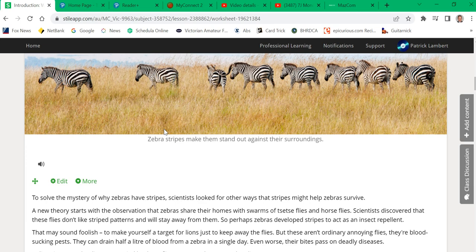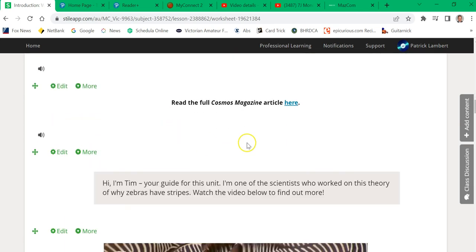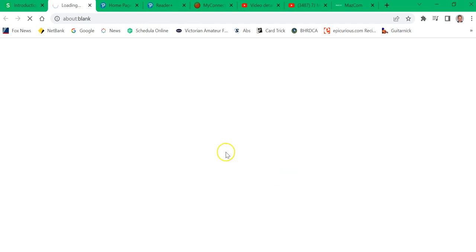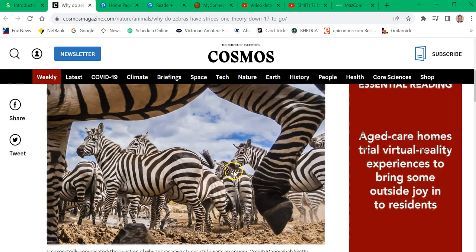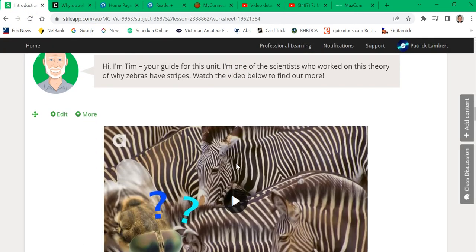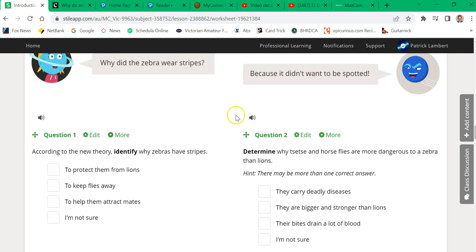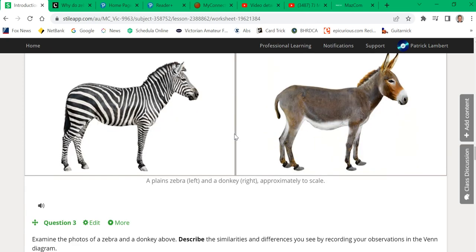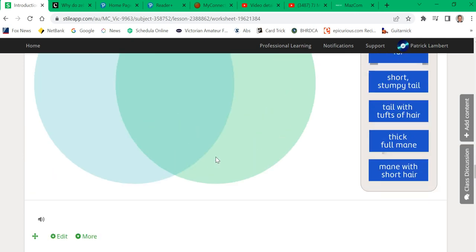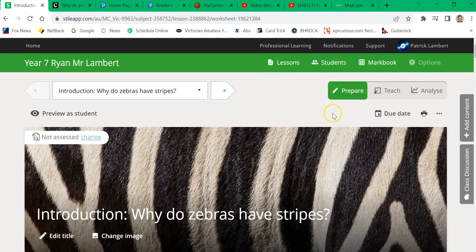It's an interesting article, I should say, on why zebras have stripes. You could click on this and go and read that. Why do zebras have stripes? It's interesting. You can go and have a look at that. And you can work your way through these. It's a little bit of a video there. And you can do some of these activities that are here. They're fairly self-explanatory. Now, let me go there so you can work your way through there.